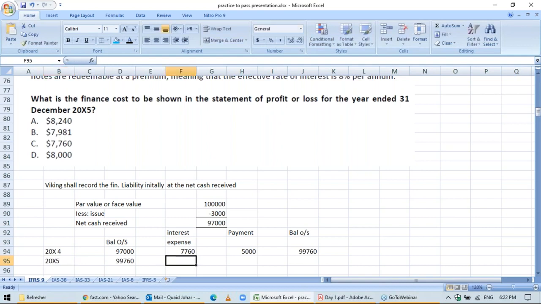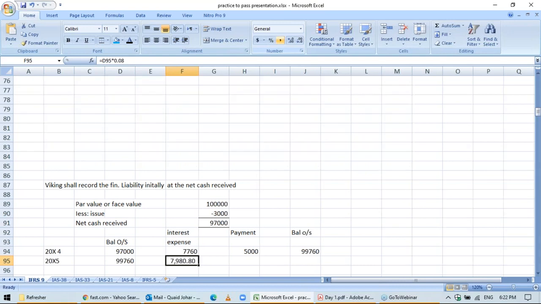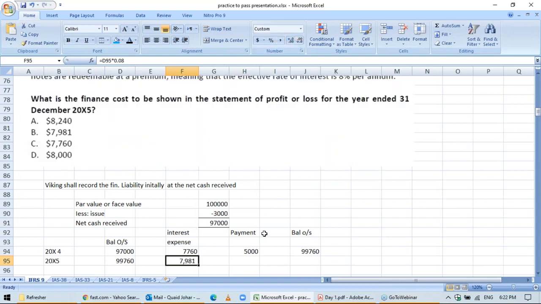So now in 2005, the interest expense should be applied to 99,760. So I will apply the 8% rate to 99,760, which gives me approximately 7,981. So the correct answer to this question is 7,981. So option B is the correct answer: the finance cost to be reported in the profit and loss account for the year 2005.